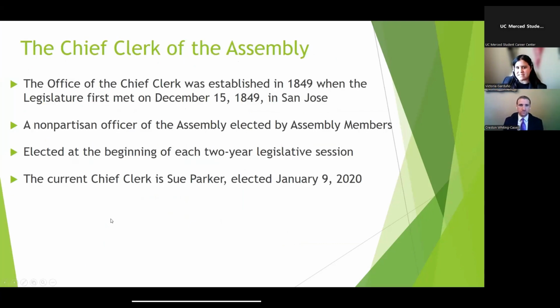So the chief clerk of the assembly was established in 1849 when the legislature first met, and the chief clerk position is a nonpartisan officer, and they are elected by the assembly members. They are elected at the beginning of each two-year session, and this December will be the beginning of our next two-year. And the current chief clerk is Sue Parker, and Miss Parker was elected for the first time in January of 2020.